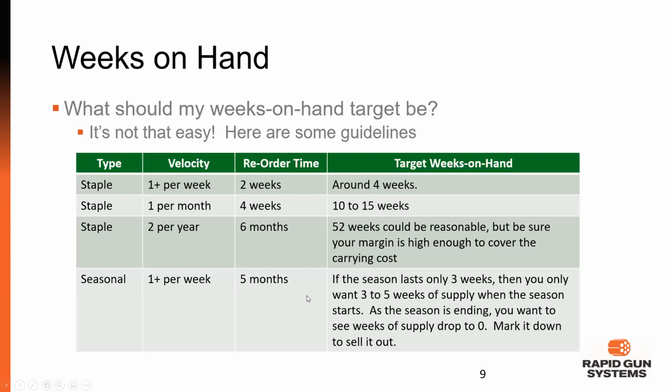So again, the point of this is that the weeks on hand target varies by category. It varies by item type. And so don't get stuck on one thing. Be more aware of the type of item, the velocity at which it sells, and how quickly you can reorder it. Those are the things that can control what your weeks on hand should be.